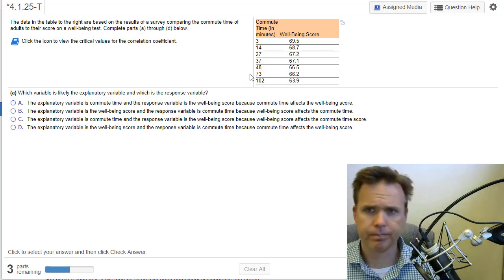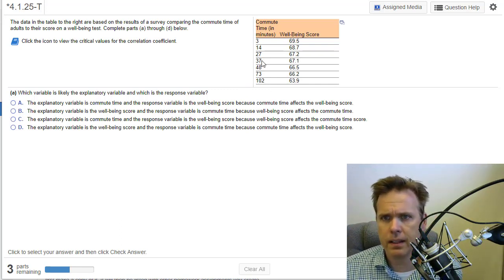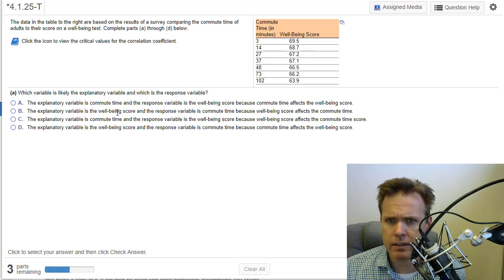So I would assume that the commute time is the explanatory variable. So, does the commute time explain the well-being score?